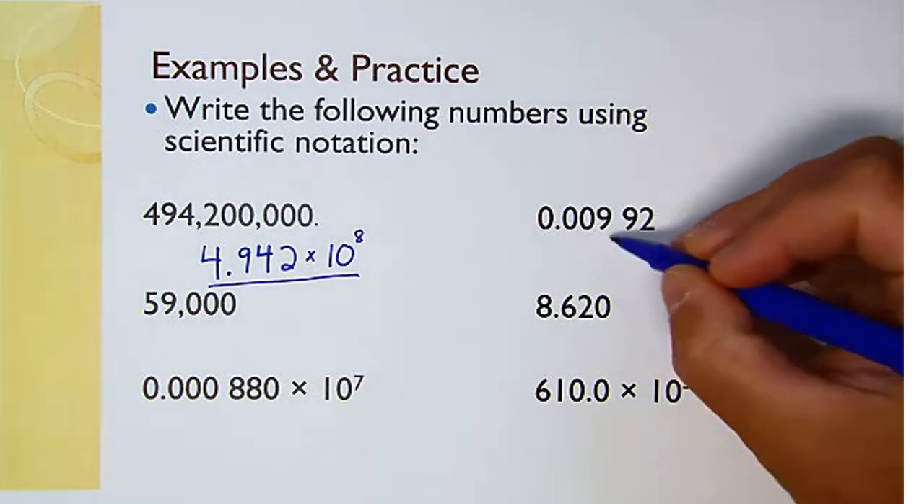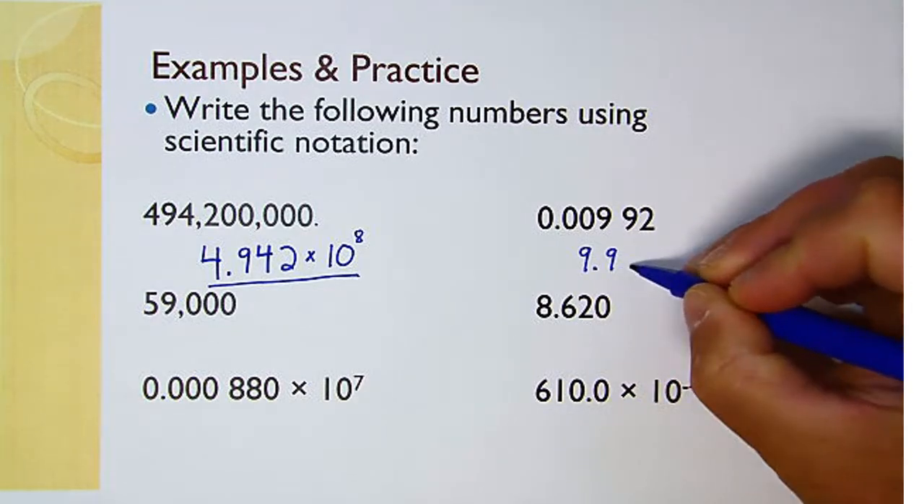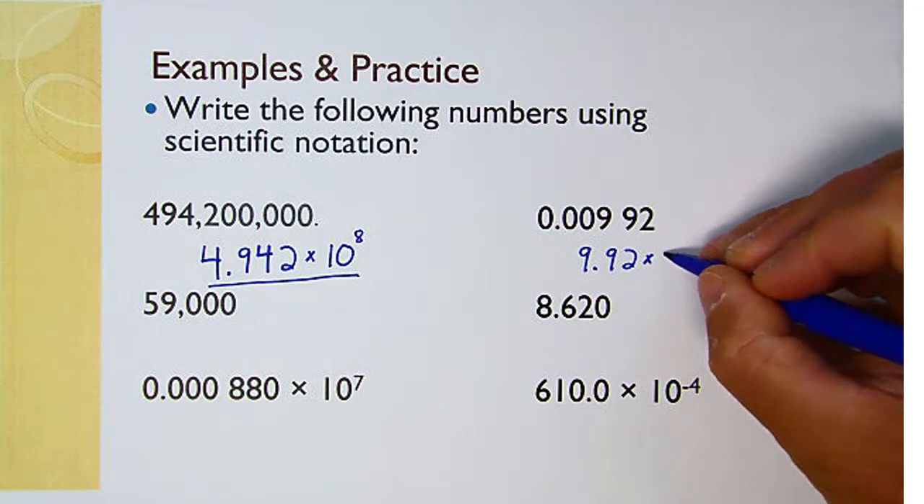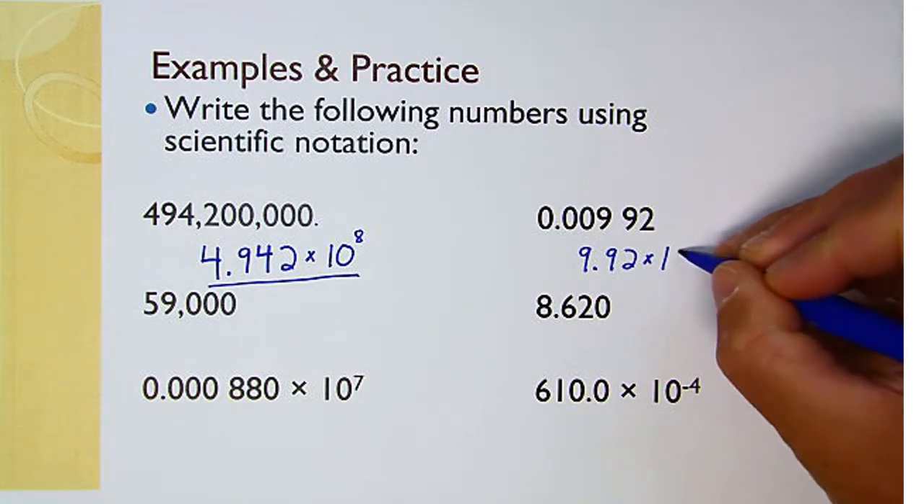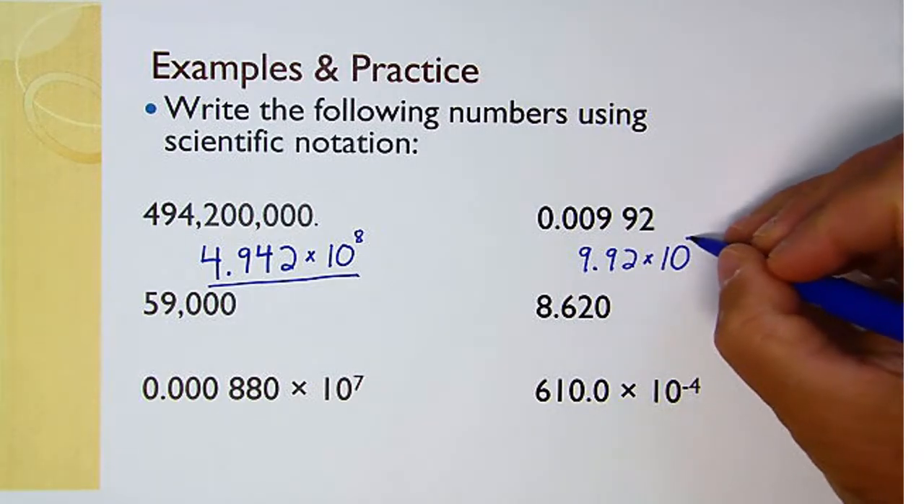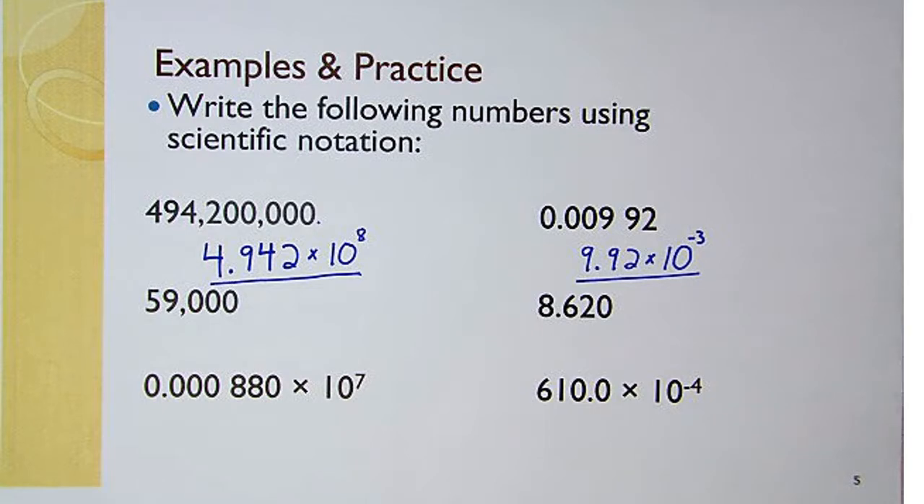0.00992. Well, if we want our coefficient to be between 1 and 10, it's going to be 9.92. And we'd have to move the decimal 3 places to get it to that location. So should this be 10 to the third or 10 to the negative third? Well, this is a small number. It's less than 1, so that should be a negative third exponent. That takes care of that.